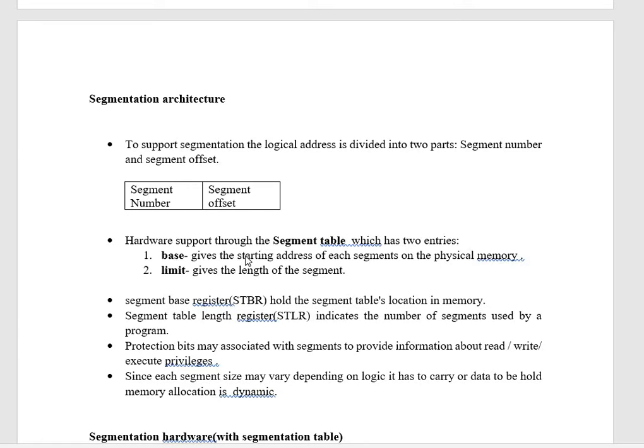In paging we had only one field, which was the frame number. Here we have two fields. The base represents the starting address of the segment where it is available on the physical memory, and the limit gives the length of the segment.